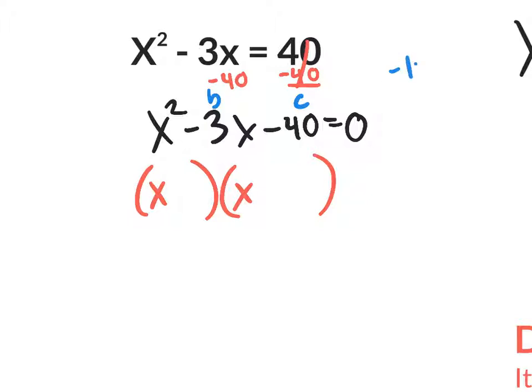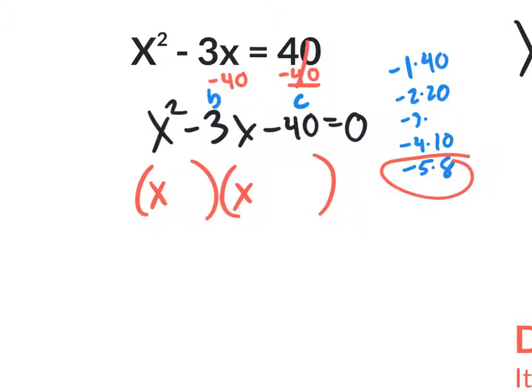How could you get negative 40? Negative 1 times 40. Negative 2 times 20. Negative 3 doesn't work. Negative 4 times 10. Negative 5 times 8. That's about it. Which pair of numbers combines together to give you the middle value, negative 3? Negative 5 and 8, but we need to change the signs. That's right, because negative 5 plus 8 is 3, and we want it to be a negative 3. So let's change the signs. It's going to go in as a positive 5 and a negative 8, and it is equal to 0, which means that we're going to split them and solve.